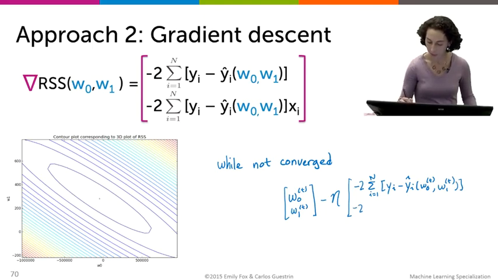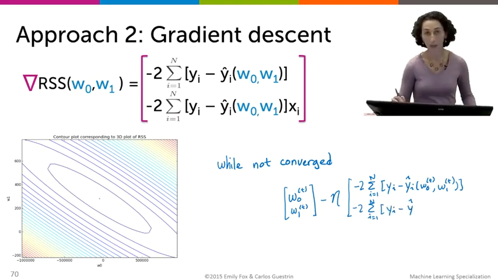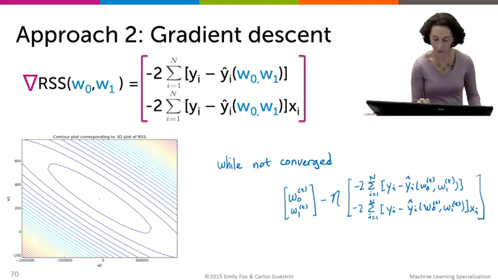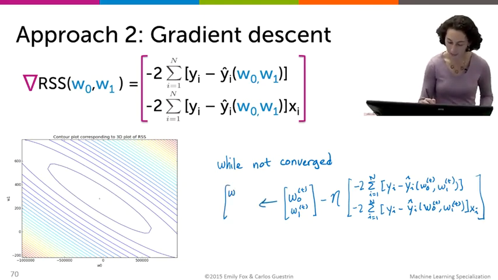And likewise for the second component for W1, but in this case, I'm going to have to multiply by xi because the gradient is a little bit different here. W1 at t, and then I'm going to multiply this by xi, and that is my update to form my next estimate of W0 and W1.